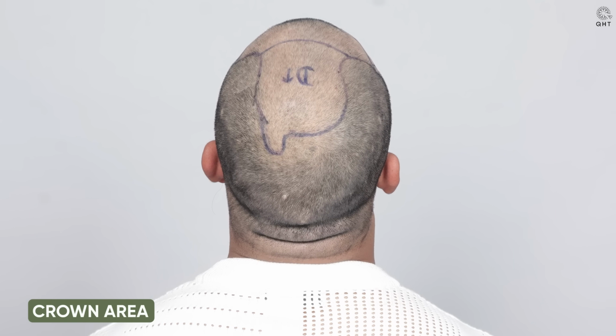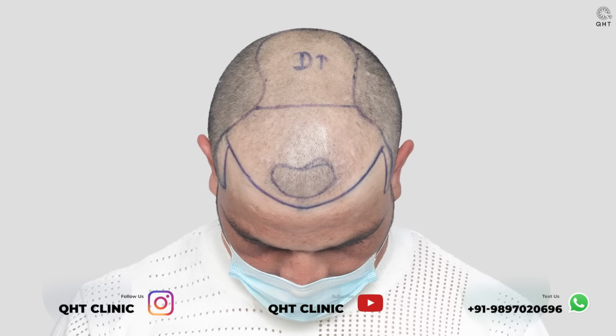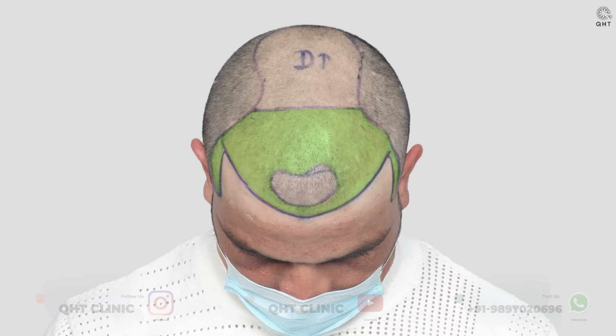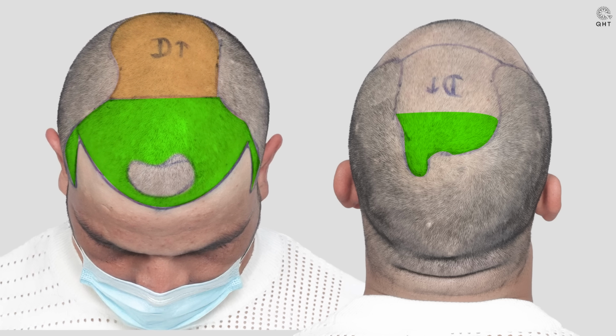The markings were extended to the crown region. The recipient area was divided in 2 parts, creating a line where the frontal and some part of the mid-scalp areas need high density, whereas behind it, the remaining scalp and crown region need less density as compared to that area.